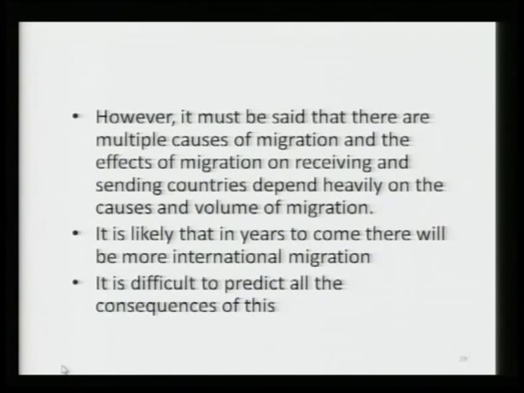It is likely that in years to come there will be more international migration, and it is difficult to predict all the consequences of this.